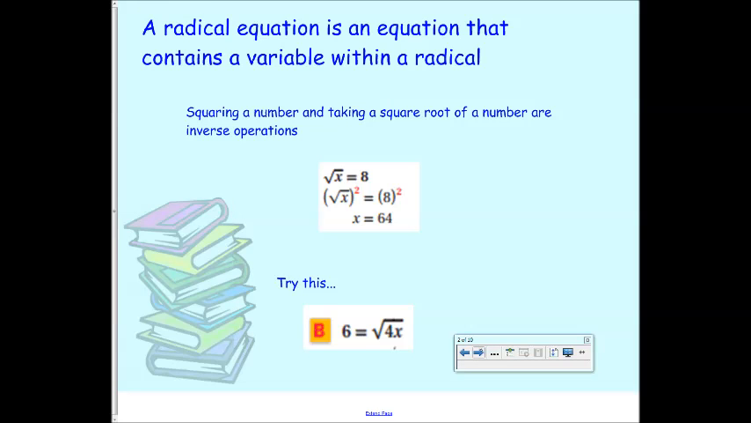So when you are looking at a radical equation, remember the difference between an equation and an expression is that an equation has a what? Equal sign, which means you can solve it. So an equation is solvable because it has an equal sign. You cannot solve an expression, you can only simplify it.